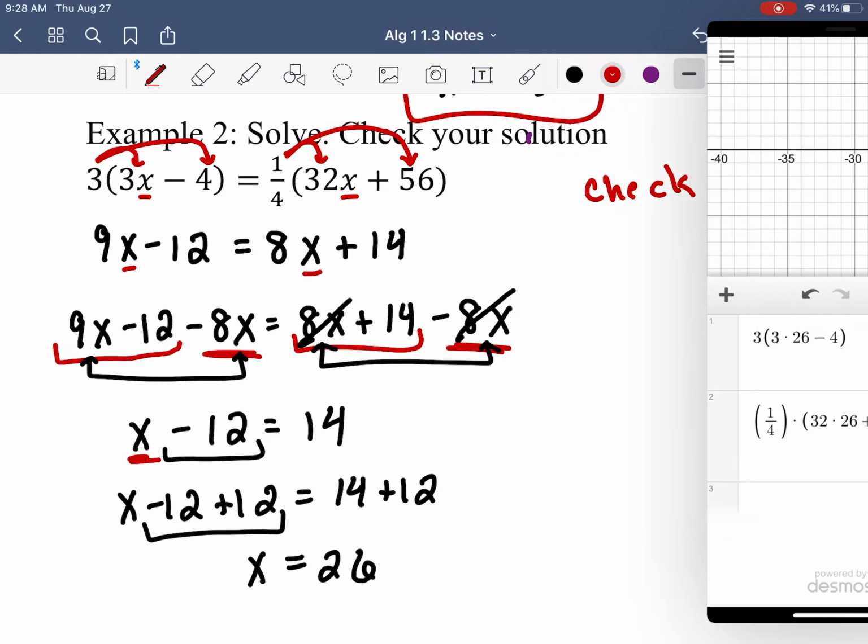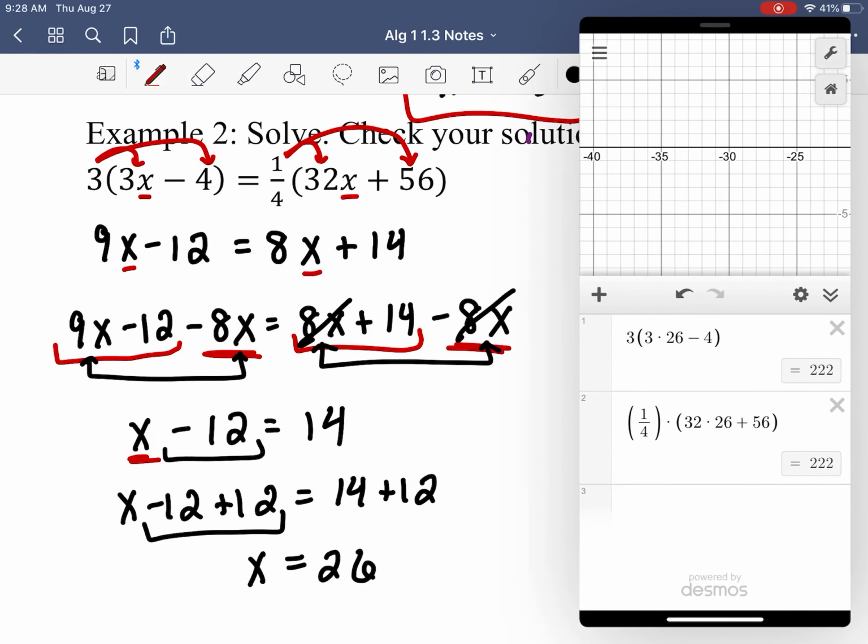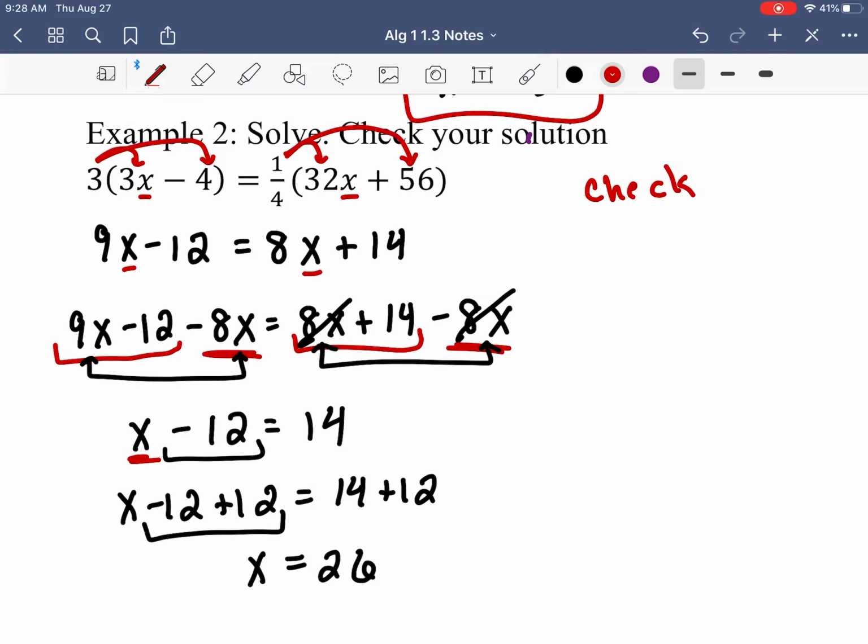Oh my goodness, I was glitching again. Sorry guys, my iPad's kind of being glitchy.